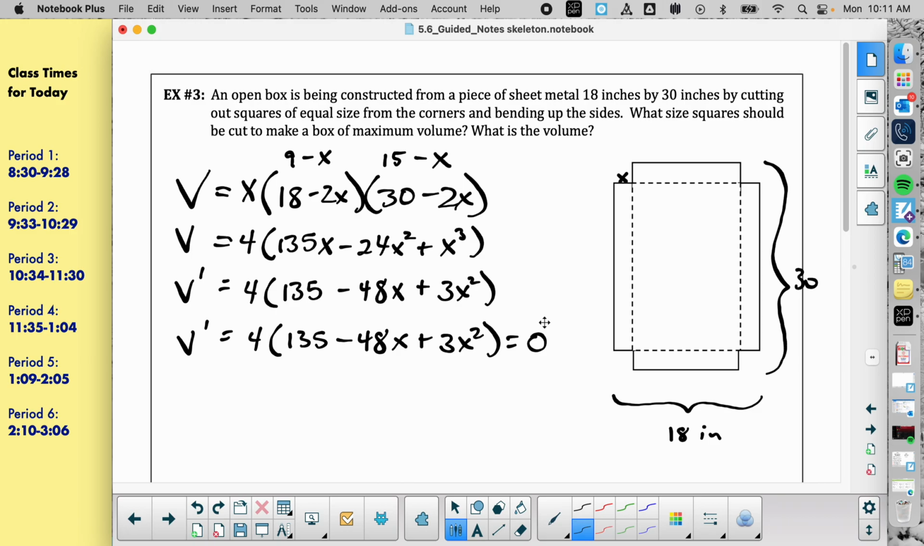So if you guys noticed, I factored the 2 out of each of the original factors, so that multiplying out was a lot easier, which made the derivative a lot easier. Oh, I was wrong. This is a quadratic formula one.